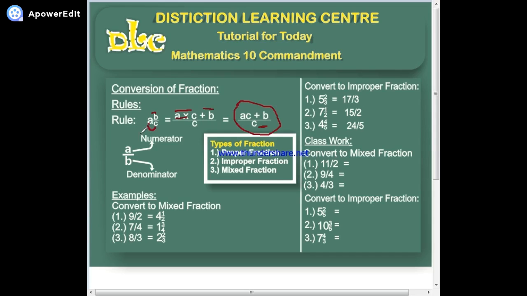Now, the next one is what we were taught in primary school, that this A here will be the numerator, and this B here will be the denominator. That is how a fraction is expressed. Now, let's move to the example section.